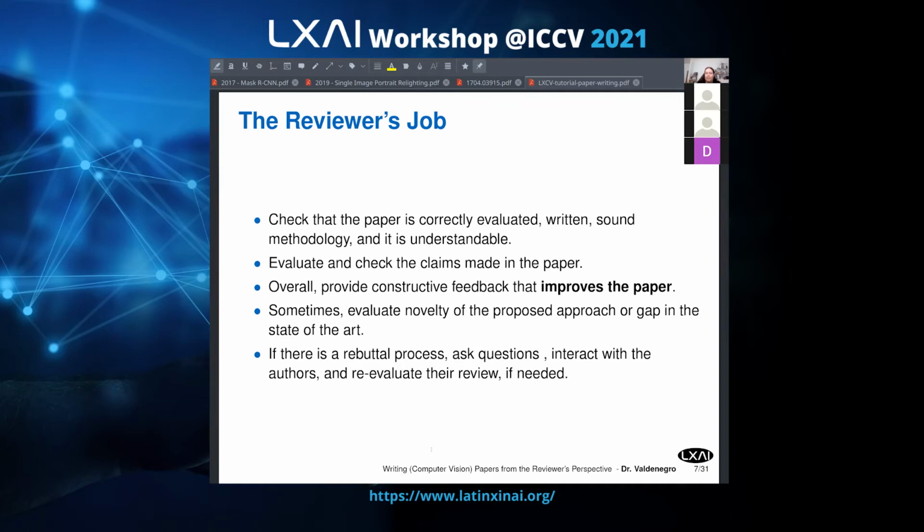Then the reviewer should, as an overall evaluation, provide constructive feedback that improves the paper. And I think this is super important, because a lot of reviewers don't do this. They just say, oh, the paper didn't evaluate against this, then they vote to reject. But the point is not to just point to the bad things about the paper or the mistakes that the authors made, but also to how this can be improved. And this is usually the most difficult part of the review process.